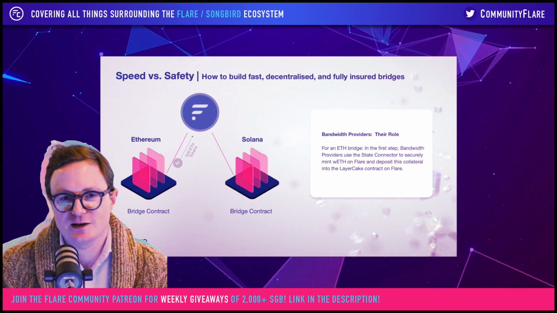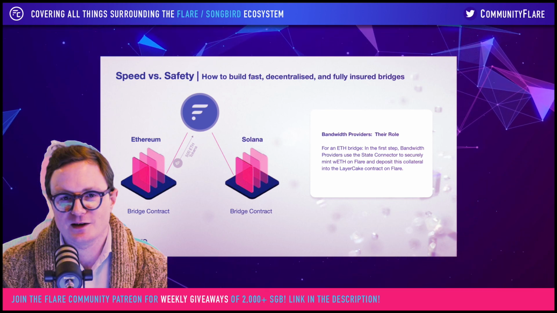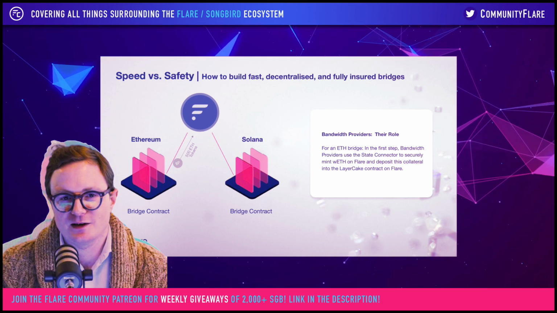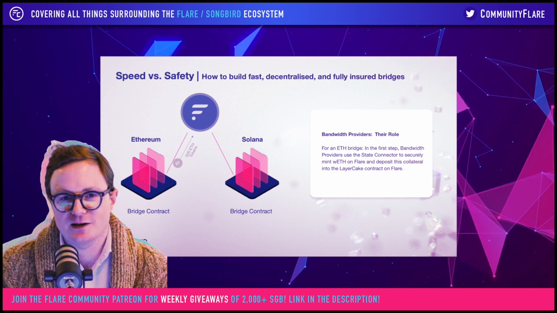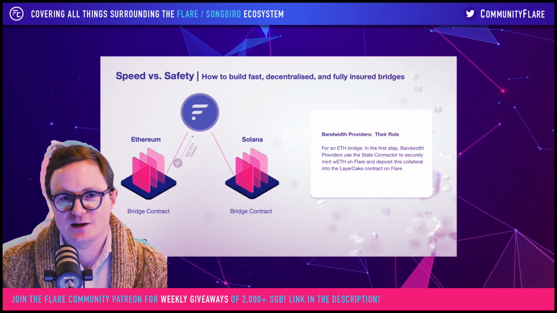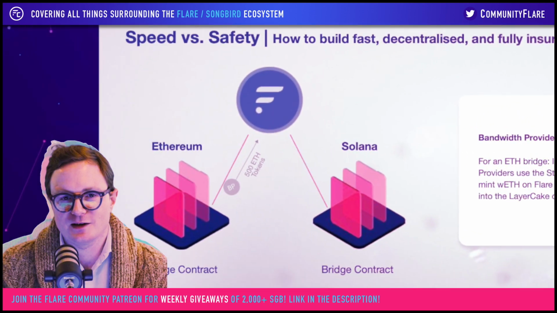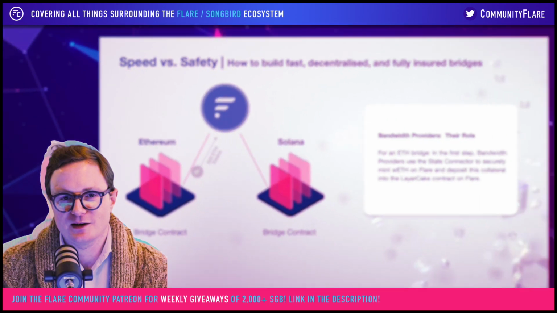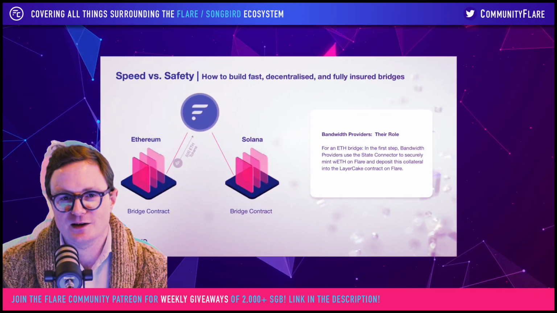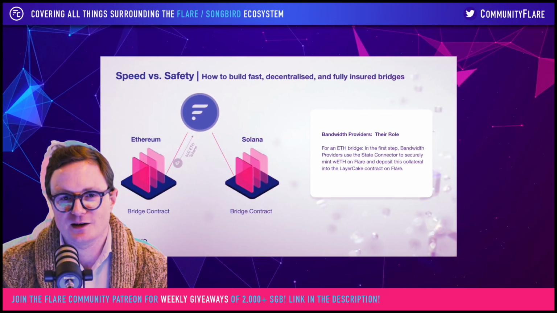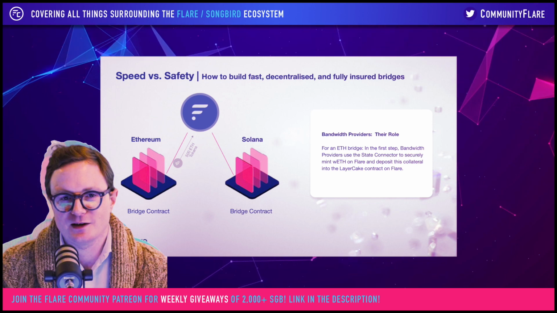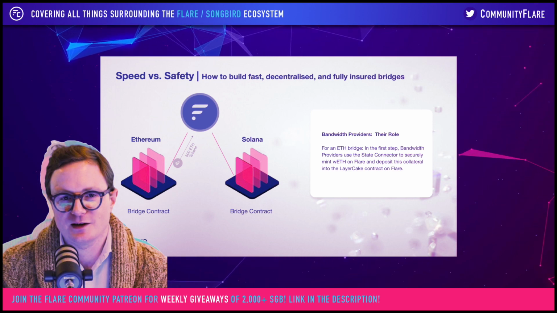And so for the first step, a bandwidth provider will mint slowly and securely onto Flare some amount of Ethereum to support the bridge. And in this example, I've said that the cumulative amount of Ethereum that is minted onto Flare is 500. And so what that 500 Ethereum means is that this is the maximum amount that can go across the bridge at any one time.